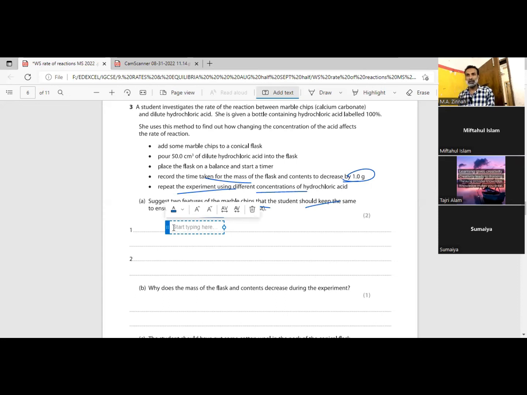টেম্পারেচার কেন মার্বেল চিপস এর টেম্পারেচার হবে না বলো? হ্যাঁ, size of the chips, marble chips, right? Another is mass of the chips. কোশ্চেনটা আগে খেয়াল করো. Can we write surface area?